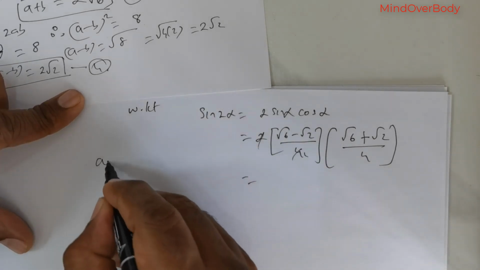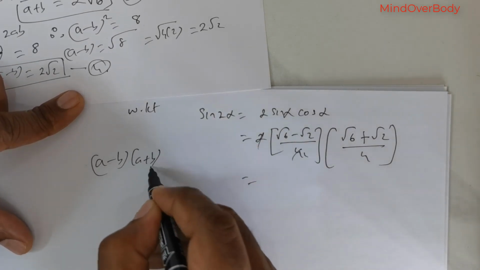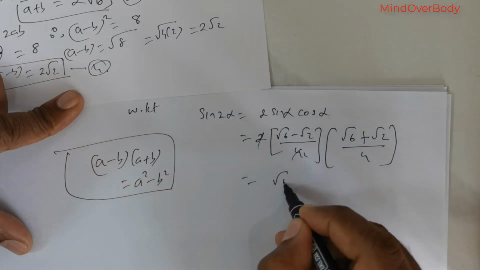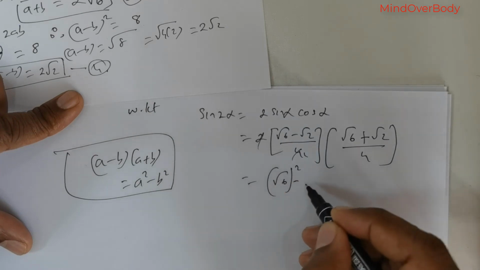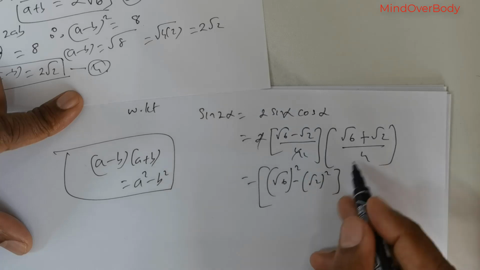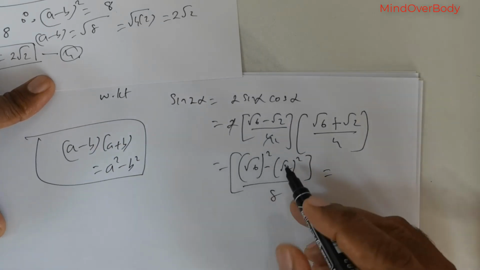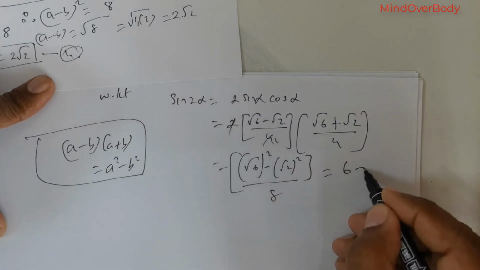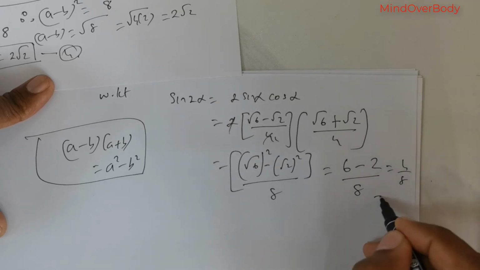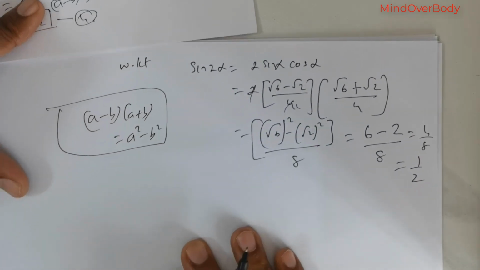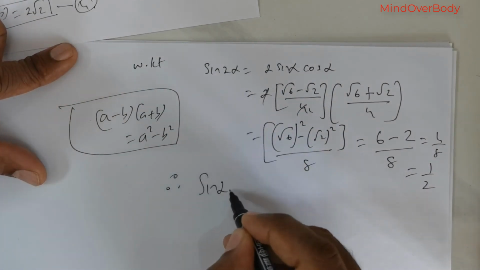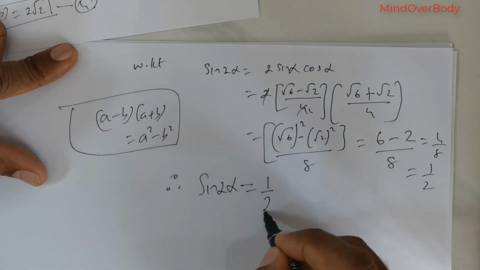Now this is of the form (a - b) times (a + b), which is a squared minus b squared. So this is going to be root of 6 raised to the power of 2 minus root of 2 raised to the power of 2, divided by 2 times 4, which is 8. Root of 6 squared is 6, root of 2 squared is 2, divided by 8. This is going to be 4 divided by 8, which is nothing but 1 over 2. Therefore, sin 2 alpha is equal to 1 over 2.